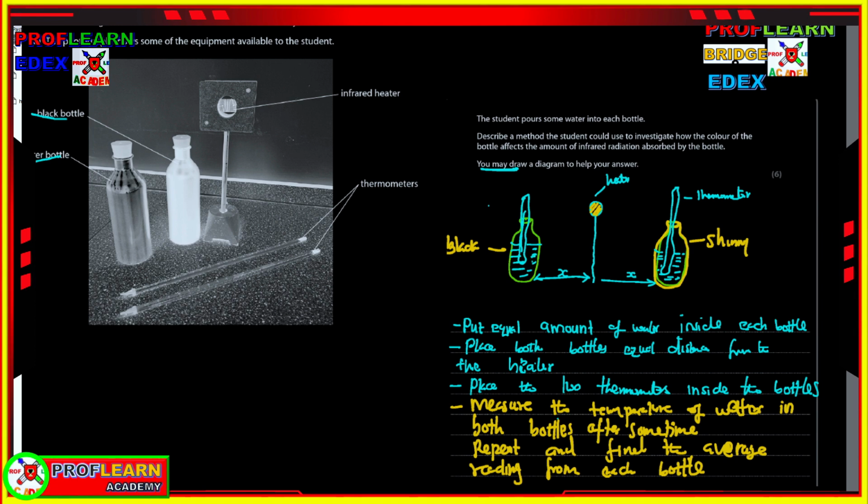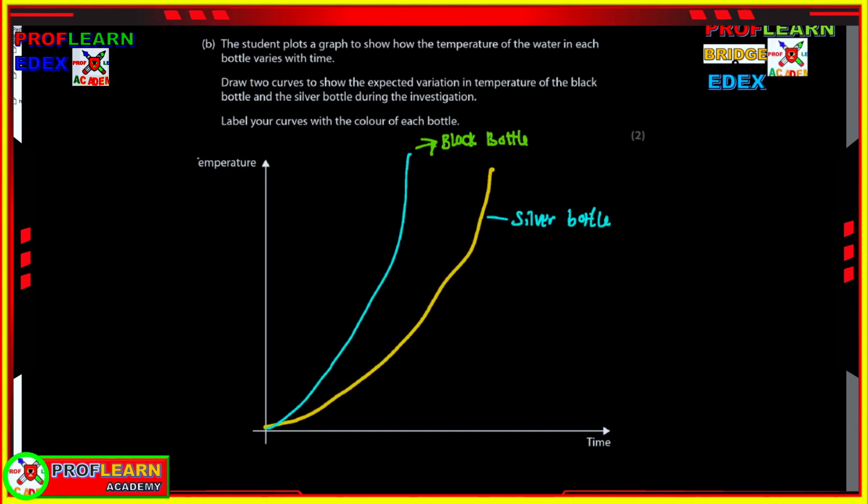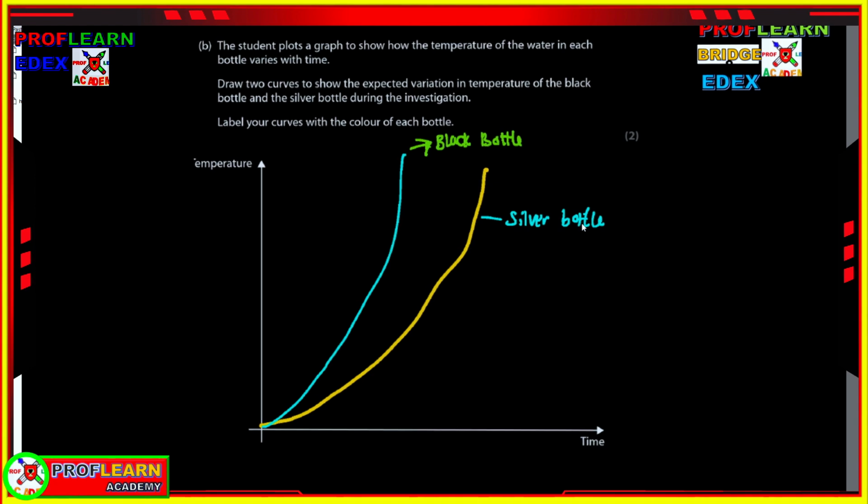Black surfaces will absorb more heat than the shiny surface, which is a poor absorber. Then there was a question to draw a curve to show the expected variation in temperature of the black and the silver bottle. The black will have a higher temperature than the silver one.